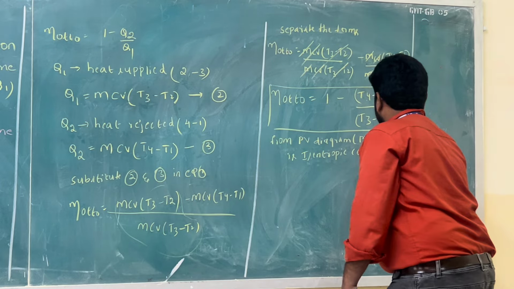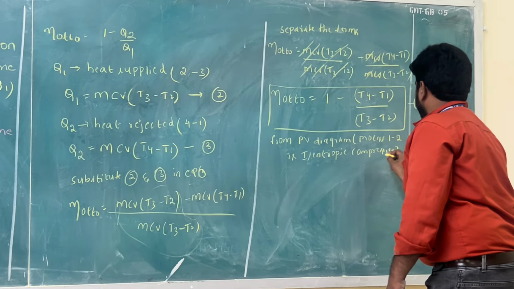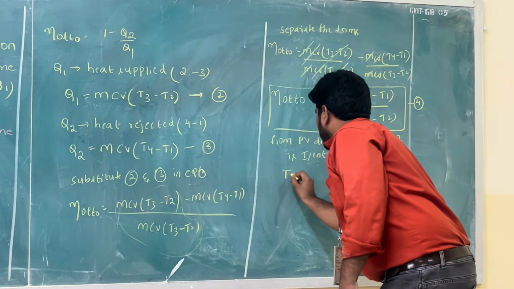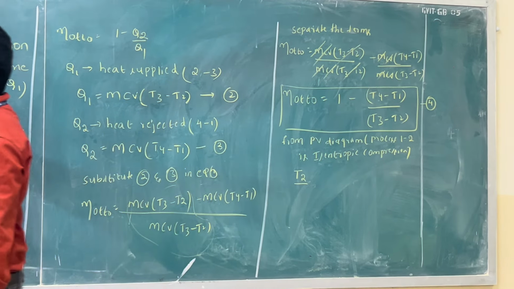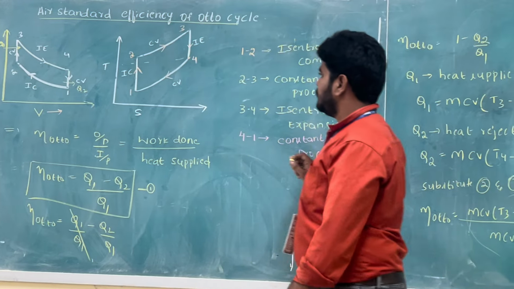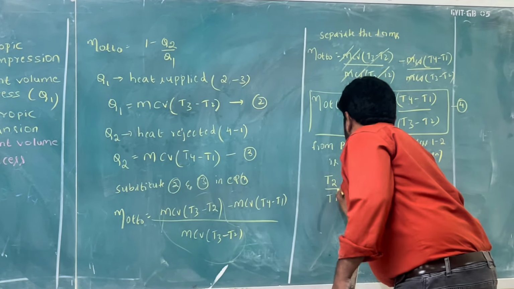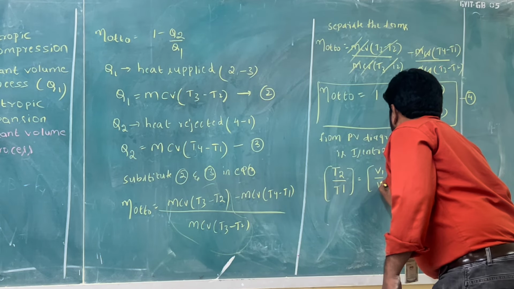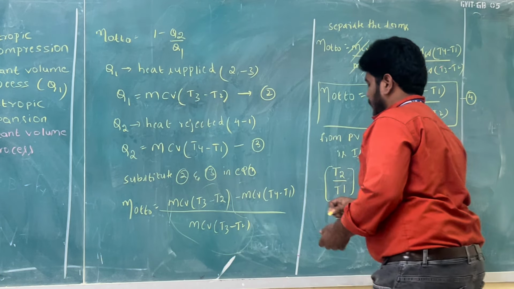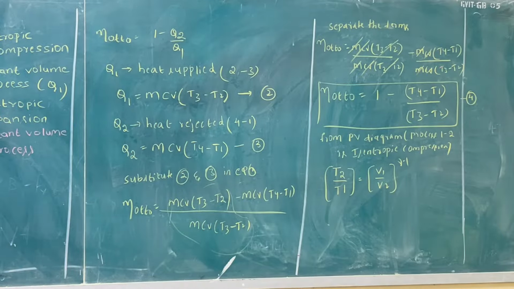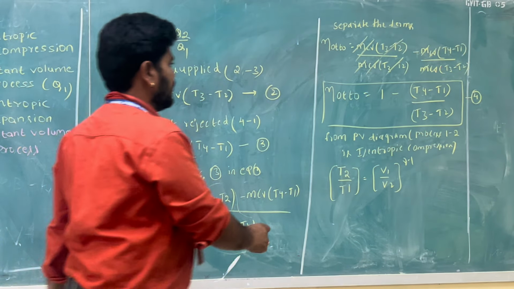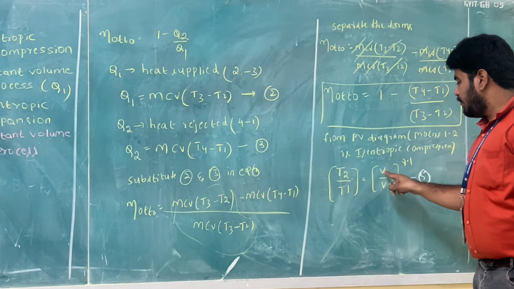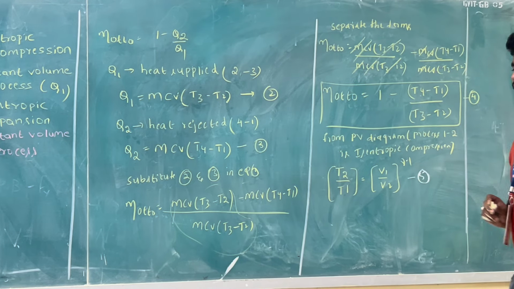So we know that for isentropic compression, the temperature ratio, that is T2 divided by the lowest temperature, you can see here is T2 by T1 equals (V1 by V2) to the power of gamma minus 1. This I will take as equation number 5. This is for the isentropic compression. The ratio T2 by T1 equals (V1 by V2) to the power of gamma minus 1.